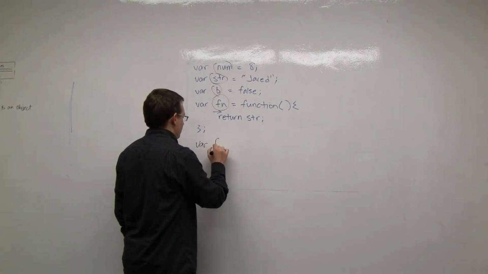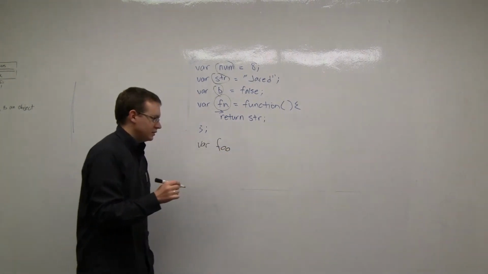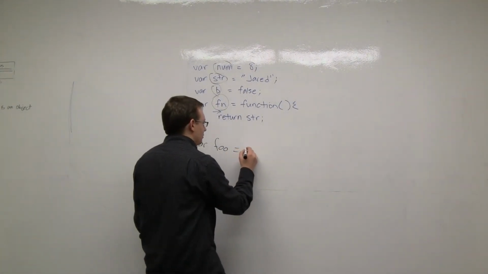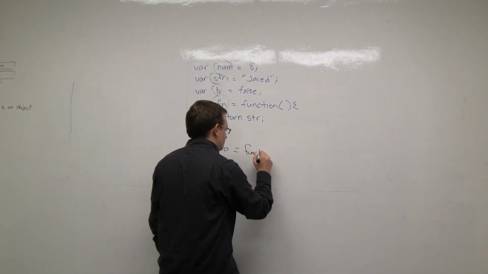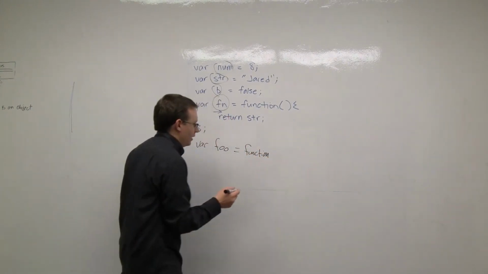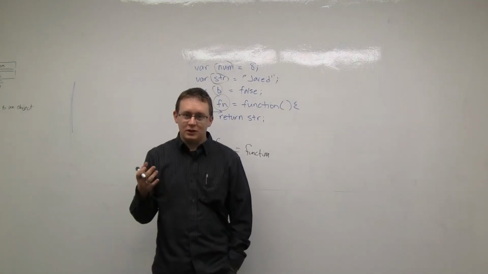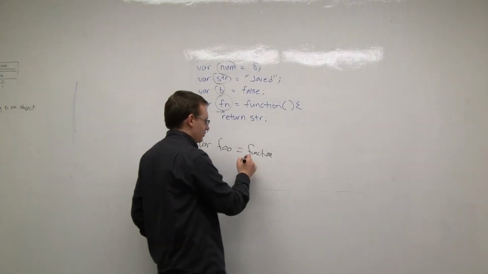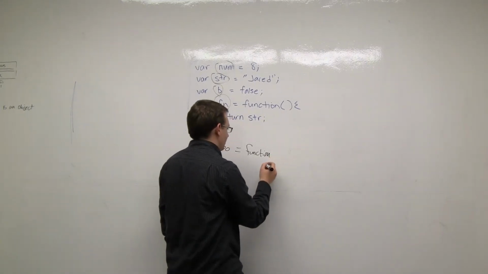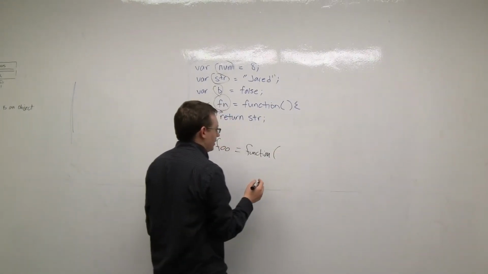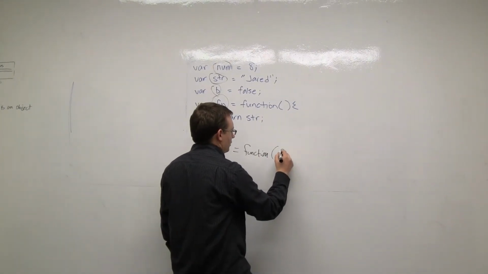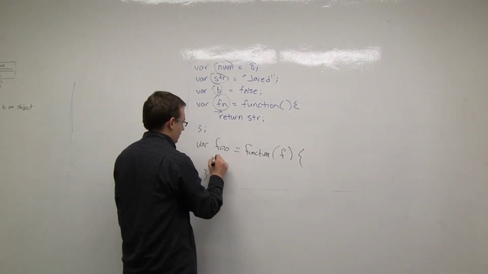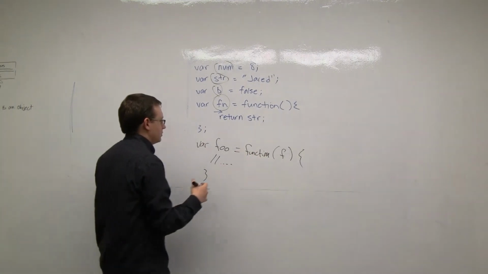Var foo. Someday I should find out where foo and bar come from. Equals function. And this is my plea to the JavaScript standards committees. Please give us soon a shorter way to write function. Let's see, var foo equals function, and it takes a parameter f. Yes, this is so cool. And it's going to do something.